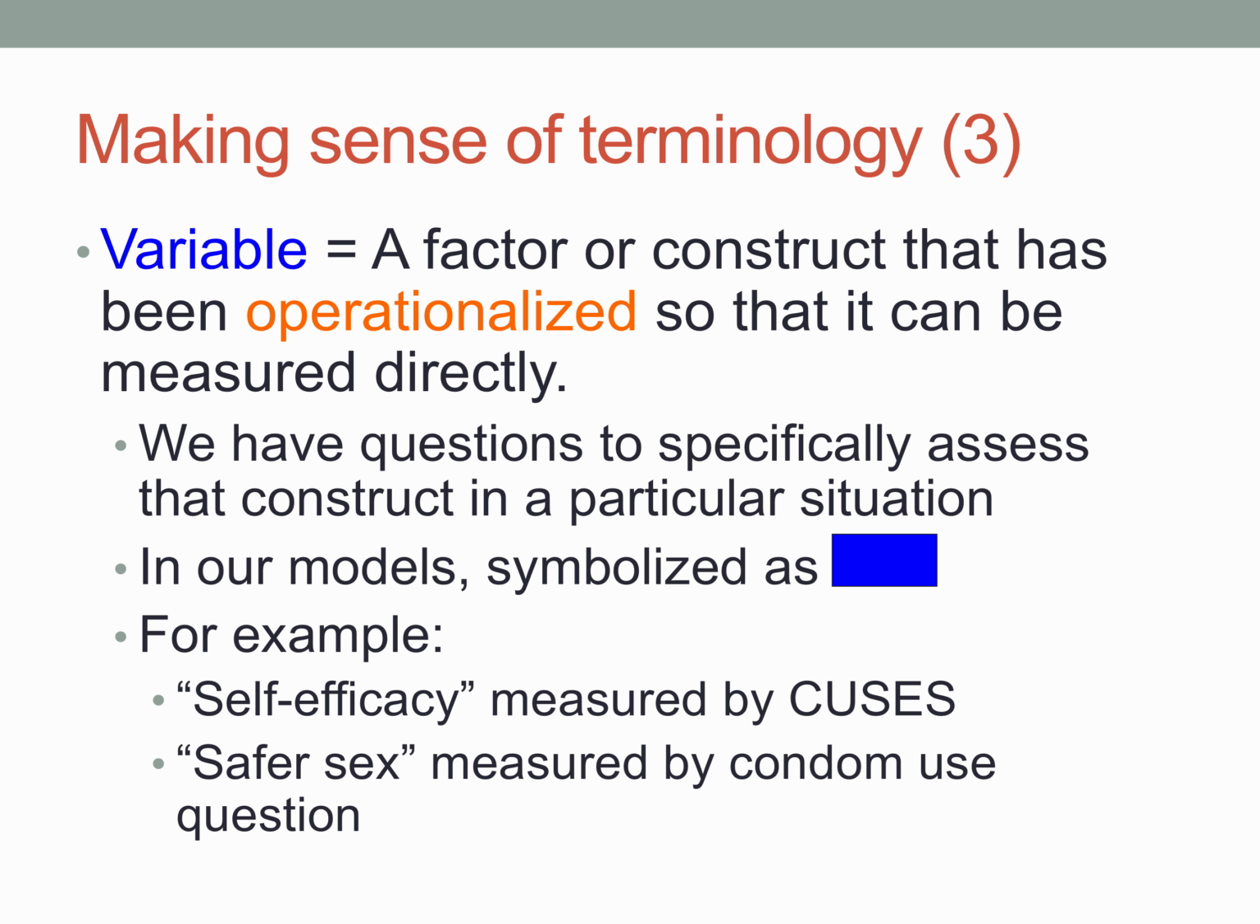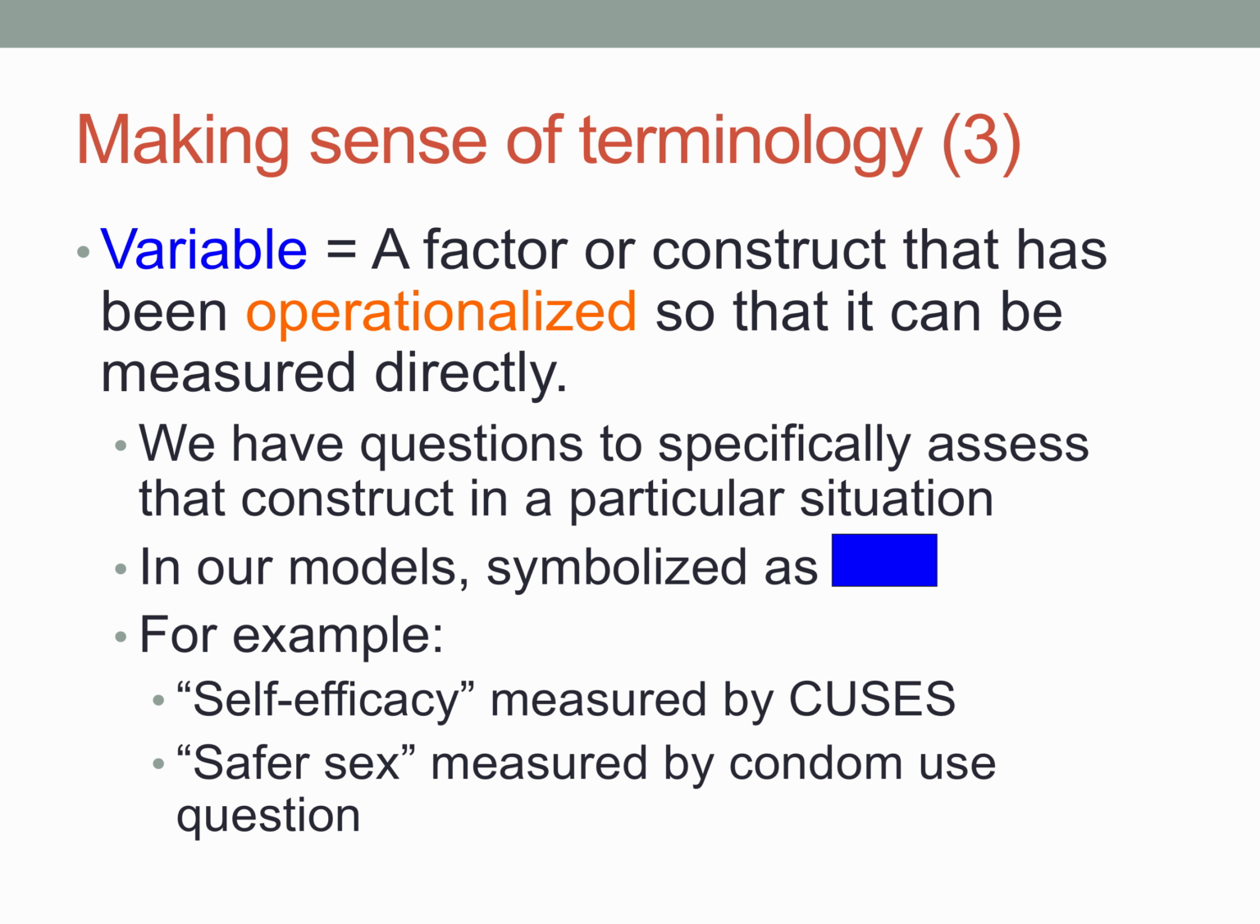And so, in the models that we're going to take a look at, we see that variables are symbolized as squares or rectangles. So using our examples here, we started off with the nebulous concept of health beliefs and health behaviors, and how that health belief turned out to be self-efficacy, and the health behavior was now safer sex.